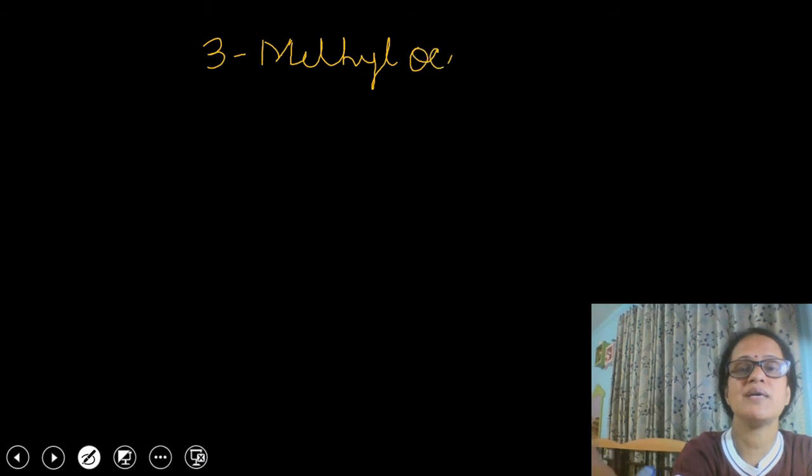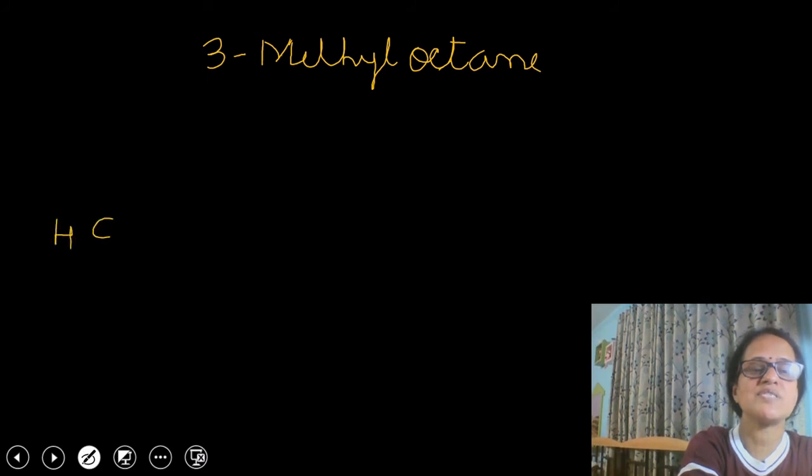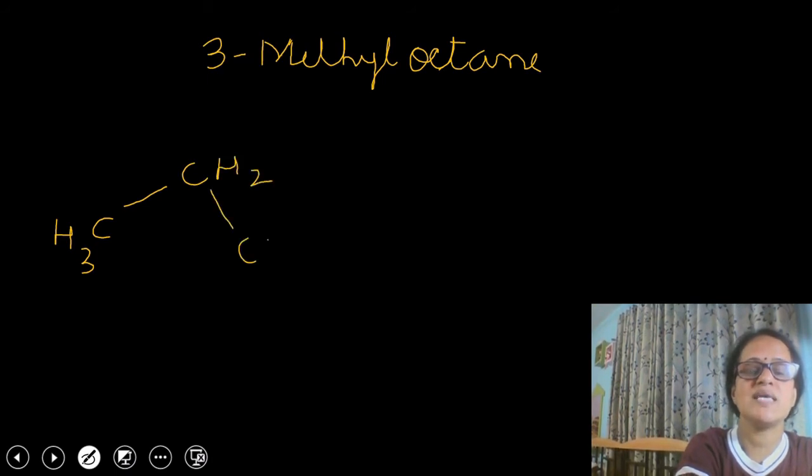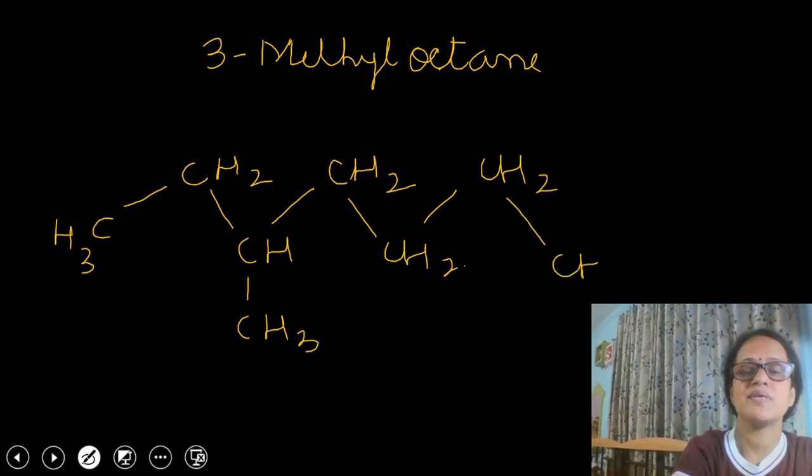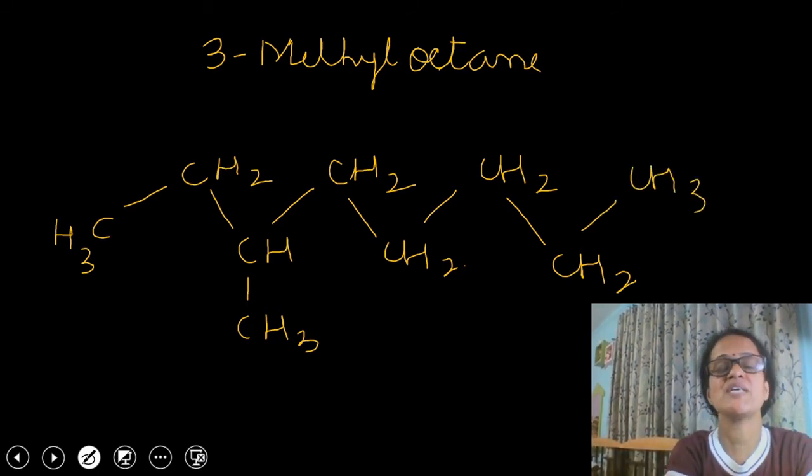So 3-methyl octane. First I'll write the first carbon atom, which is CH3, then CH2, then CH. This is the third carbon atom, which has a methyl group. So I am writing a methyl group here. Then again, you can see we have 8 carbon atoms total. So CH2, CH2, CH3. If you count, you can see that we have a chain of 8 carbon atoms and a methyl group at the third position.